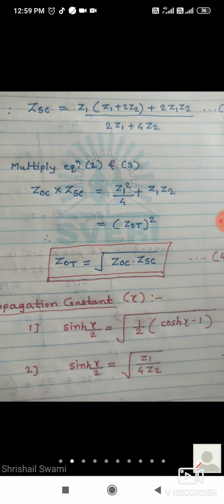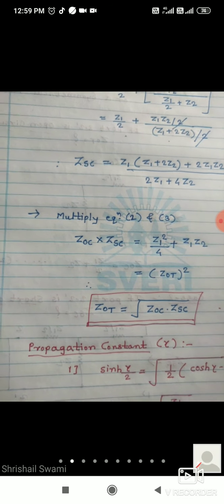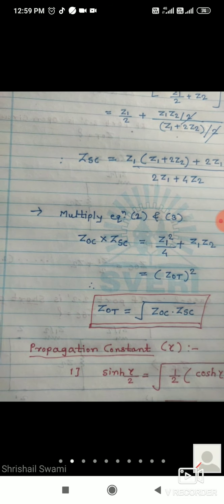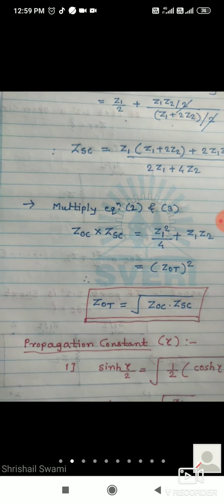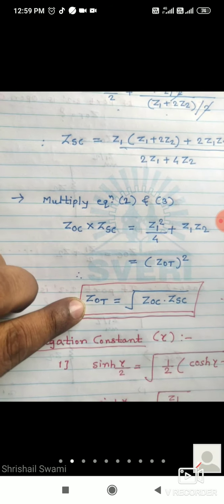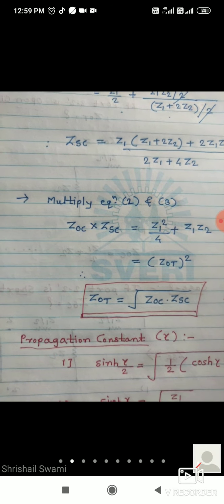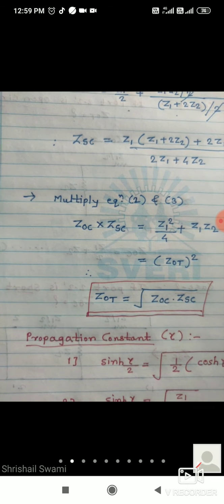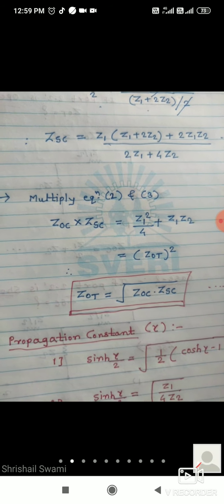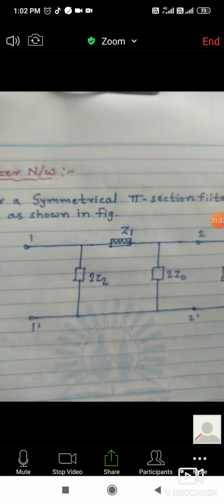So we start now the second one, that is the pi type of network. There will again be one derivation to calculate Z0 pi. Now Z0t we have calculated. So by considering the pi network, we have to calculate the Z0 pi. So we will start the derivation now.